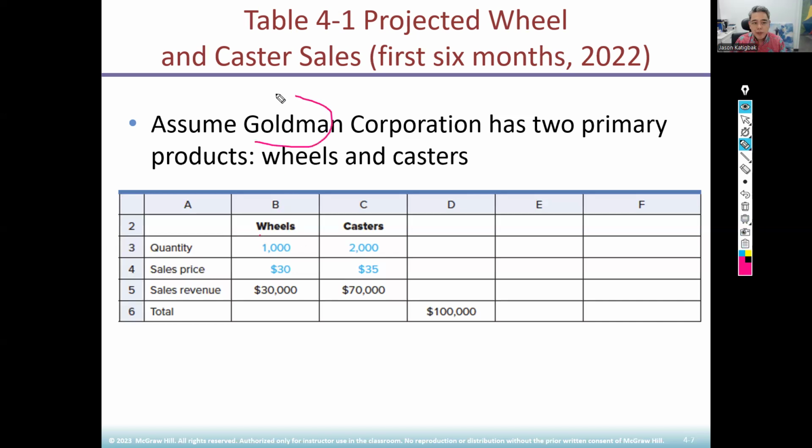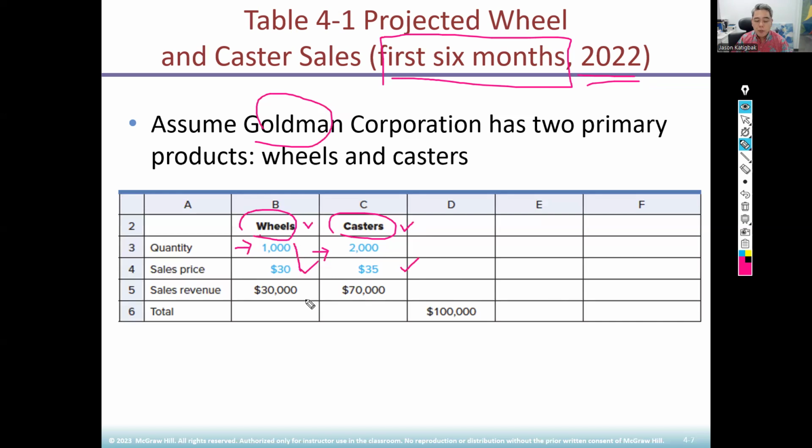So we have Goldman Corporation. It's selling wheels and casters, 1,000 wheels and then 2,000 casters for 6 months. So basically, it will be January 1 to June 30, 2022. That's the premise, right? 6 months only. Wheels are being sold at a unit price of $30. Casters are being sold at $35 per unit.